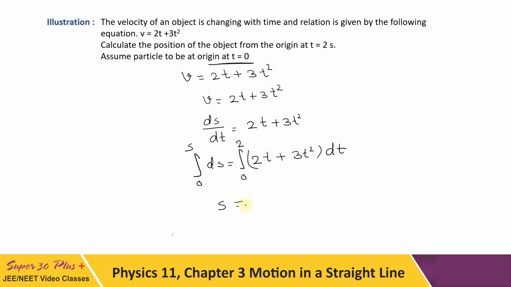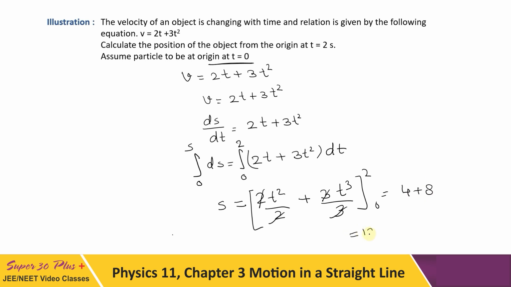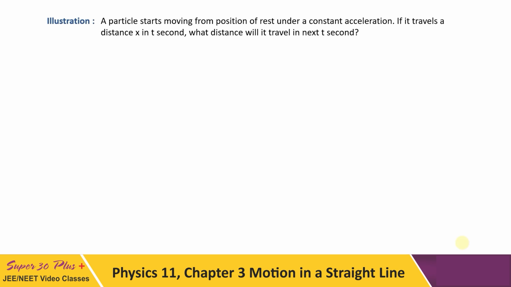What would it be? Just integrate this, you will get 2 t square by 2, these two got cancelled, plus 3 t cube by 3, again these two got cancelled, within the limits 0 to 2, and on solving that will be 4 plus 8, which is equal to 12 meter. So this is your answer, the position at t is equal to 2 seconds. Come to the next question.